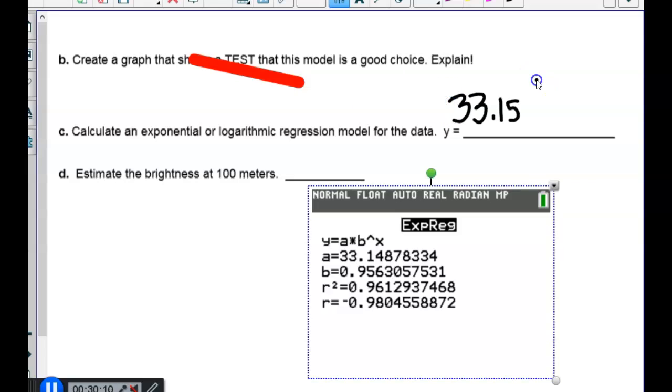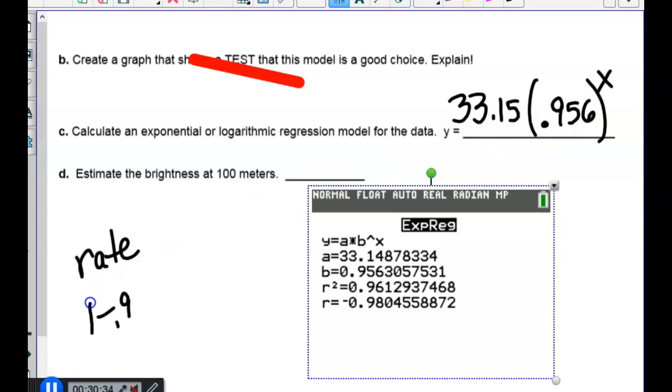33.15 times b, which is 0.956 to the x. I don't know, I'm picking random numbers of decimal places now, sorry. So if I asked you the rate, which I didn't, it's going down by what, 4% roughly? If I did 1 minus 0.956, anybody do that for me? Is it 0.044? So it's going down by about 4.4% with every meter. Is that what it was?